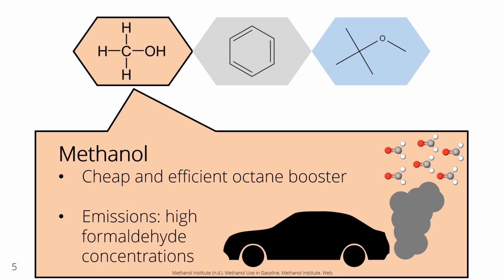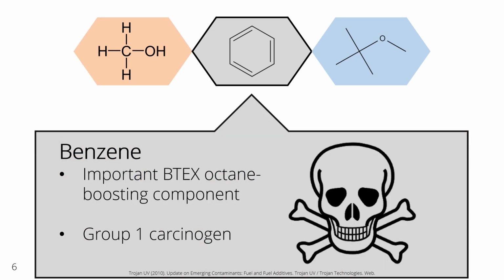One example is methanol here. Methanol is a compound that we use because it does a good job at boosting the octane rating. It's cheap. We can get it from a lot of different sources. It burns very efficiently, and all that is good. But what we see is that when we look at the emissions, we're spitting out a lot of formaldehyde into the air, which of course is not good.